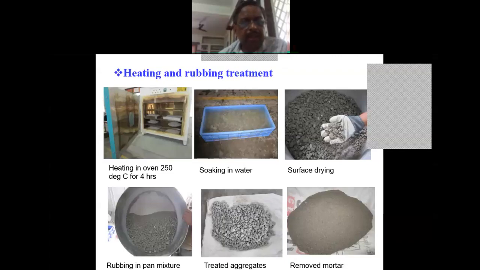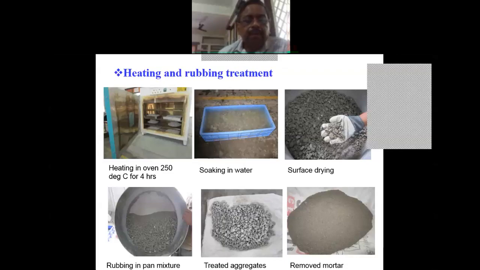If you use a lower temperature, you may have to go for more hours of heating. But this can be used wherever extra energy is available, or hot gases are coming out from some of the factories and manufacturing units. That heat can be taken as a supplementary source for heating the aggregates and then separating the mortar, because the mortar attached to the aggregate is what causes the problems of reduced strength and higher water absorption and chloride permeability. So this is the thing.